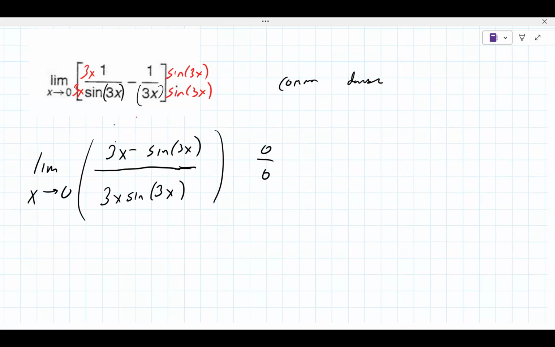Okay, so could you proceed from here? The bottom one is product rule, unfortunately. Give that a try, please.